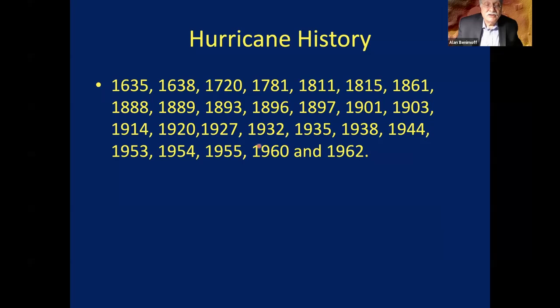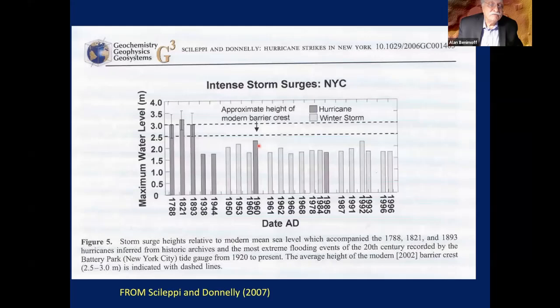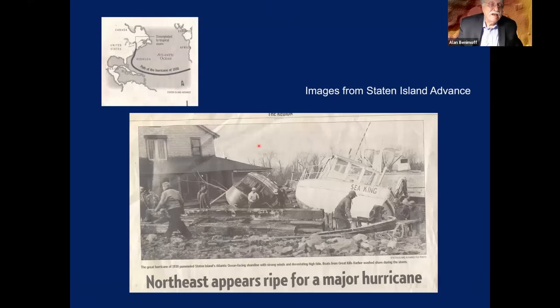So we have a hurricane history for the city of New York from 1635 all the way through here. And then here's a paper that came out, and we added Sandy to it. You could see the storm surge on this. You could see the maximum water level here. And then I went back to the old Staten Island Advance, and we looked at this.